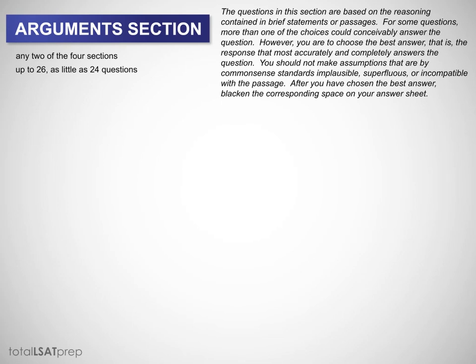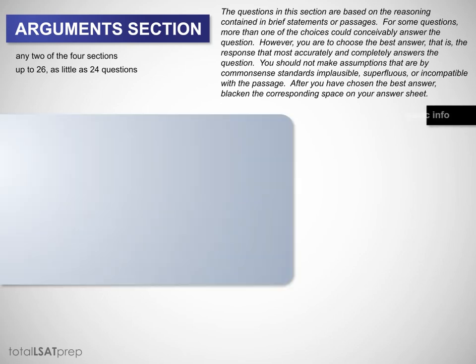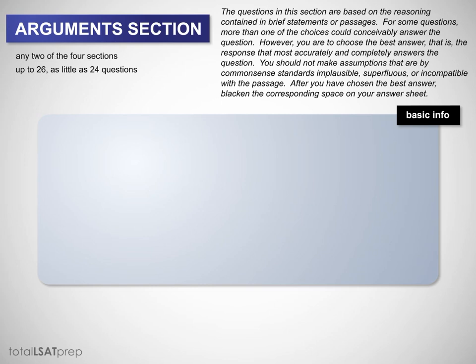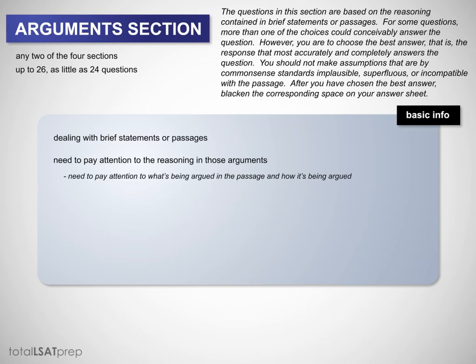So these are brief directions about how to do the questions. The basic point is that you should approach them commonsensically and make only reasonable and not implausible or superfluous assumptions. Okay. So in this section, we're going to be dealing with brief statements or passages. The basic thing is that we need to pay attention to the reasoning in those arguments, those statements or passages. We need to pay attention to what's being argued in the passage and how it's being argued.